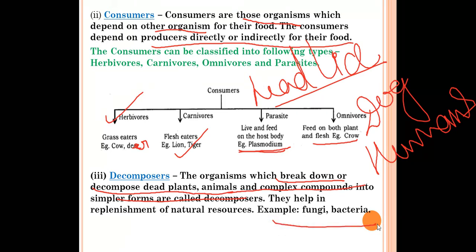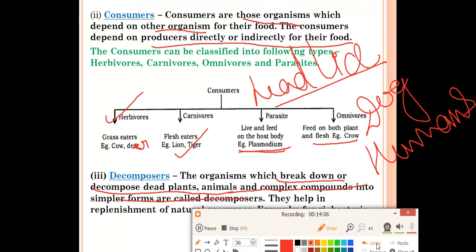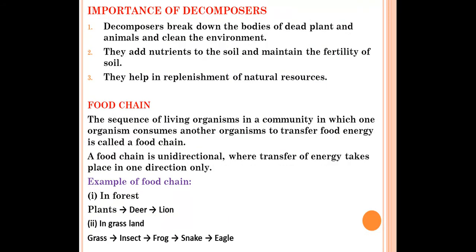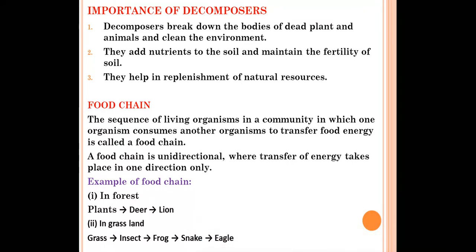Correct? So all the three types, producers, consumers and decomposers, we have discussed. All the three types of biotic factors. Next, we'll discuss the importance of decomposers. Why decomposers are important to us, or why microorganisms are important to us.